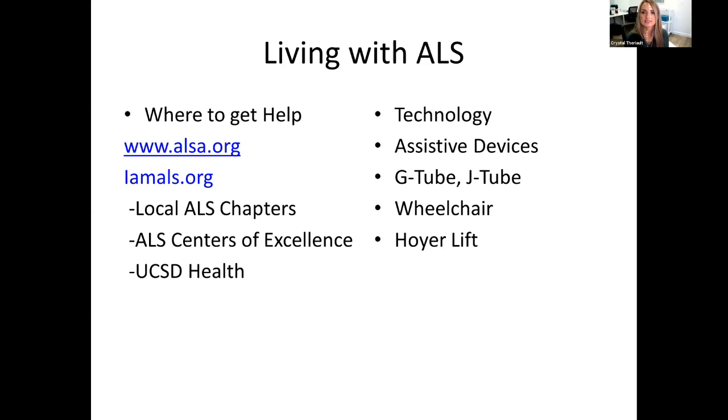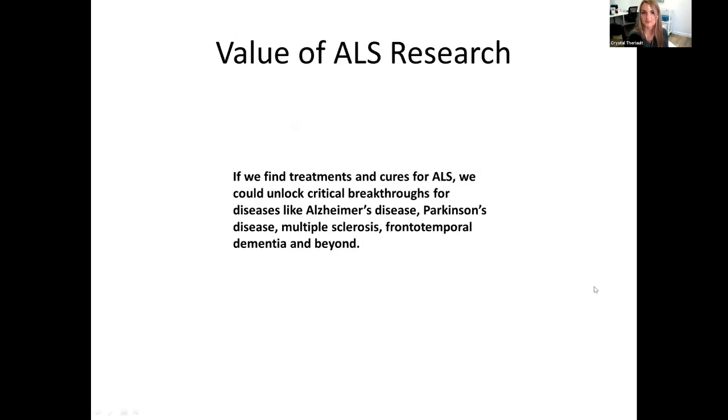Other things to look into are the technologies that we have currently that are always progressing to help ALS patients communicate or function. So assistive devices like the eye gaze and the G-tube, J-tube, those are the feeding tubes. Also learning how to operate the wheelchair and Hoyer lifts, helpful as a caregiver.